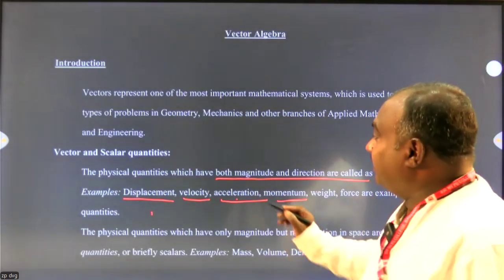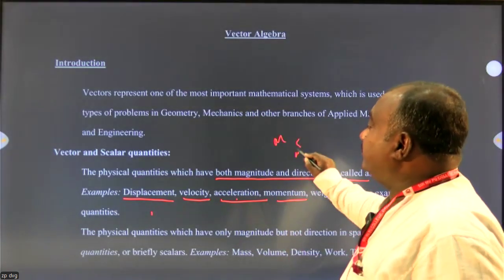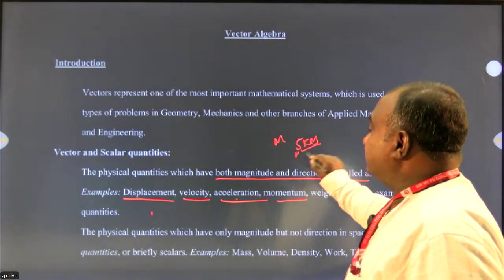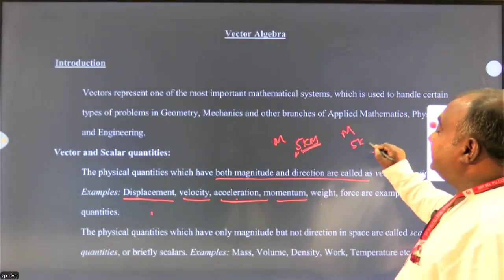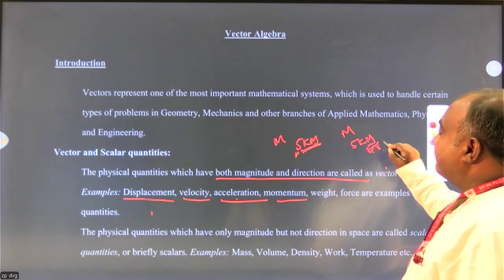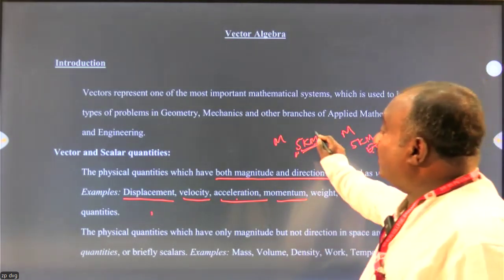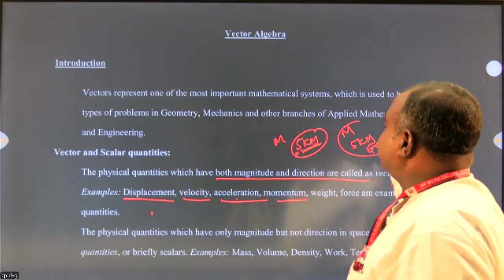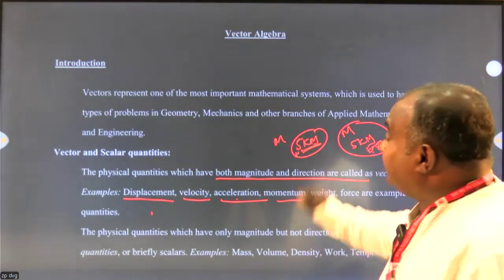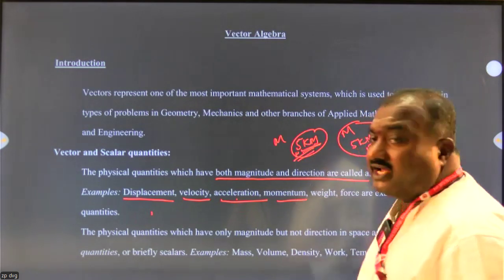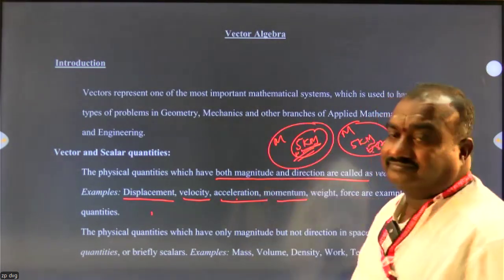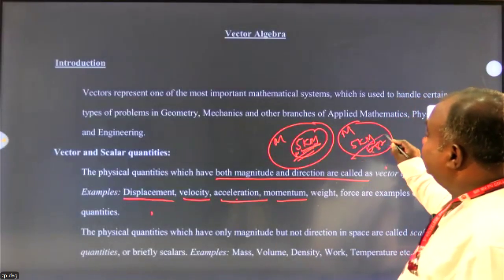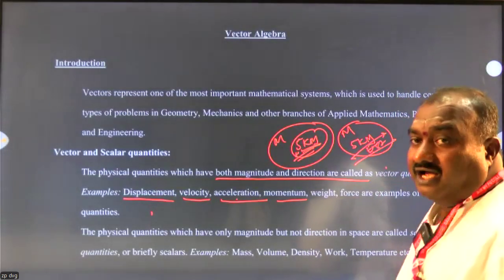For example, in daily life, a man walked 5 kilometers, and a man walked 5 kilometers towards east. Observe here, what is 5 kilometers and what is towards east? Here, 5 kilometers has no direction, so that is a scalar. And towards east has a direction, so that is a vector.